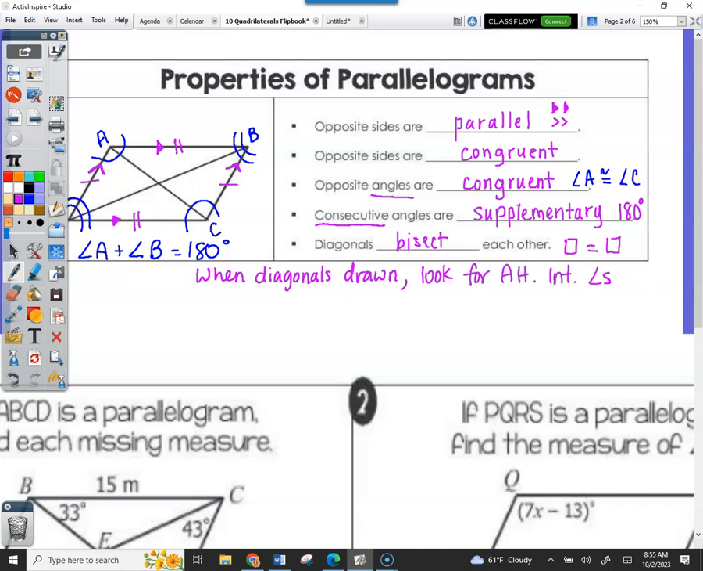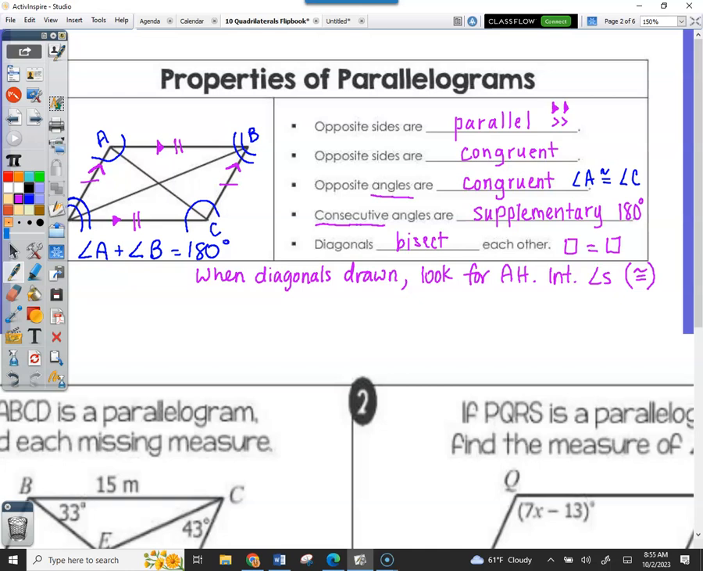Alternate interior angles. Anytime the diagonals are drawn, look for alternate interior angles to possibly come up in your problem. And remember, they are congruent to each other. So let's make a little note, congruent. They are congruent to each other. Okay, so those properties are what we're going to use to answer these questions.